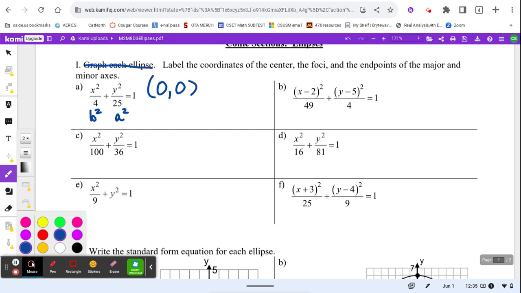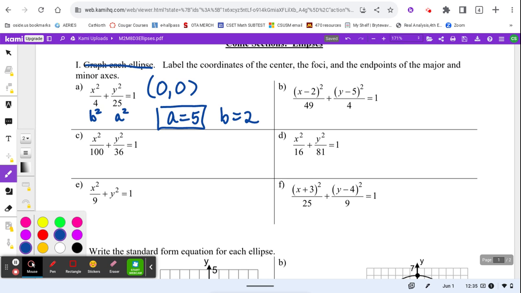So in this case, your a squared will be the 25. If a squared equals 25, then your a equals 5. That's going to be how far the distance is from the center to the edge of your ellipse. And then your b squared is 4, so your b is equal to 2. So which one is going to be your major axis? Your major axis is going to be the one that has the greater distance.